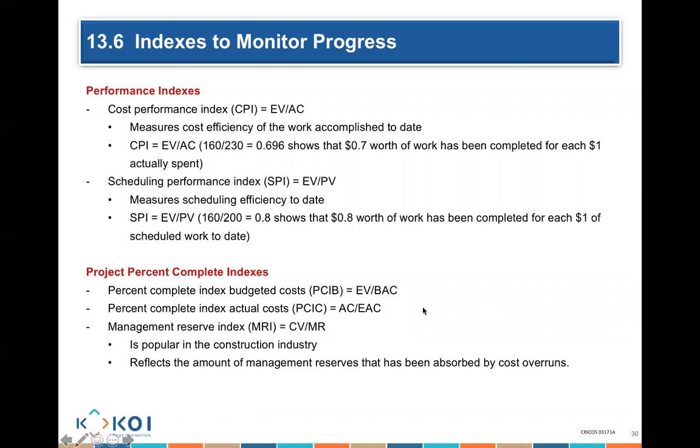We also calculate other things, like the percent complete index budget. In other words, how much of the actual project have I actually completed? 0.5 of the project or 0.6 of the project is done. Percent complete index actual cost: we're comparing how much percentage completed versus the actual cost, not the budgeted cost, which might be higher than my planned cost.